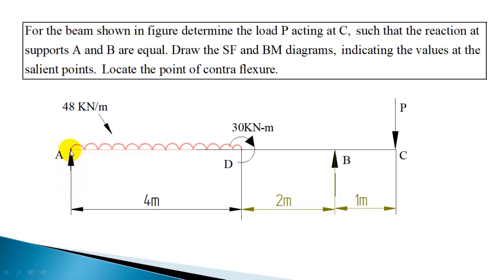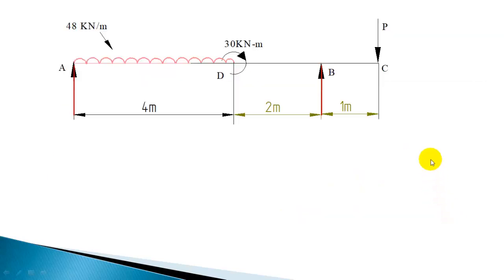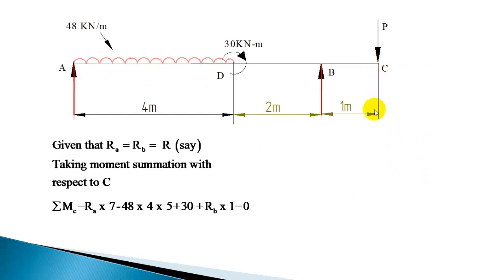If you take moments with respect to point A, RB is unknown, P is unknown, so we will get two unknowns in the equation. The same happens if you take moments with respect to point B. If you take moments with respect to point C, RA and RB will come into the equation, but RA is equal to RB, so that is only one unknown. So the best way to find the reactions is by taking moments with respect to point C. So let us take the moment summation with respect to point C.